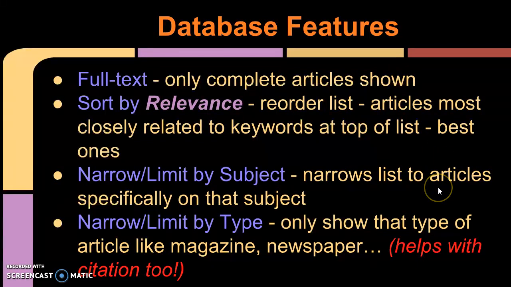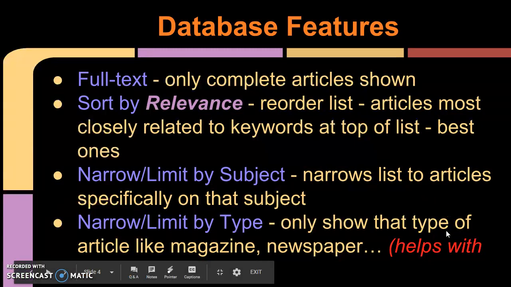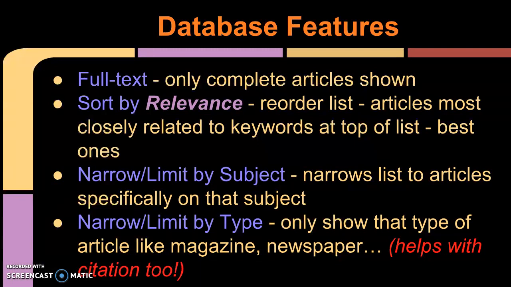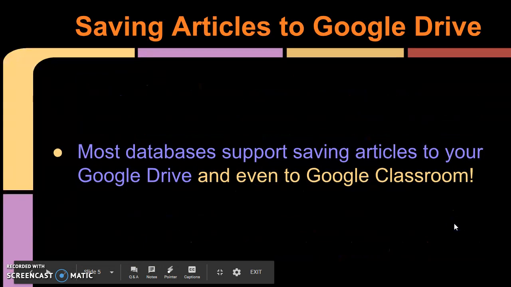Limit by subject narrows that list of results to specific subjects within your topic, and then limit by type allows you to only see results for a certain type of article, for instance magazine or newspaper articles. Another feature in most databases now is a way to save an article to your Google Drive as a Google Doc, and also even to save to Google Classroom.